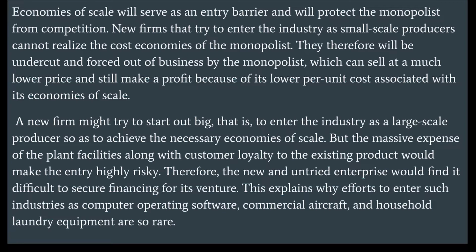A new firm might try to start out big, that is, to enter the industry as a large-scale producer so as to achieve the necessary economies of scale. But the massive expense of the plant facilities, along with customer loyalty to the existing product, would make the entry highly risky. Therefore, the new and untried enterprise would find it difficult to secure financing for its venture. This explains why efforts to enter such industries as computer operating software, commercial aircraft, and household laundry equipment are so rare.